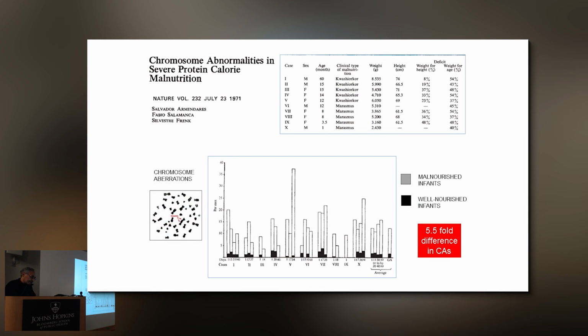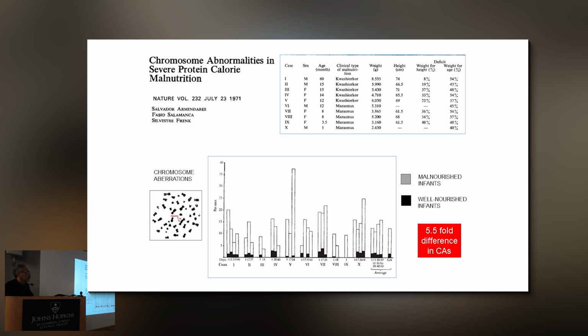Now, the earliest paper I could find of an association between DNA damage and malnutrition is this paper, which I showed in the previous lecture on protein calorie malnutrition and chromosome aberrations. And what you can see here is well-nourished infants in black and the malnourished infants here in the white bars, and this really massive increase in chromosome damage, at least 5-fold higher.